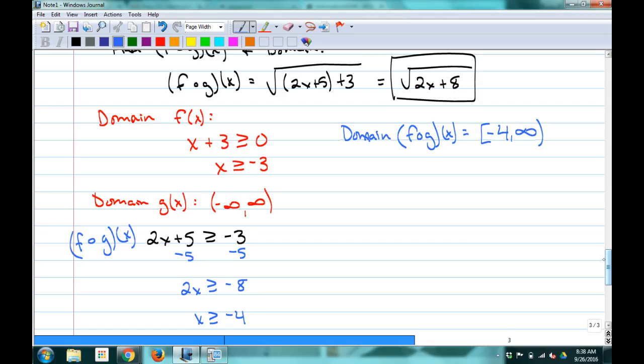Be careful though, you may lose some pieces if you just go straight to your composite. A lot of times it works, but you could lose some pieces if you go straight to the composite function. So be careful of that.